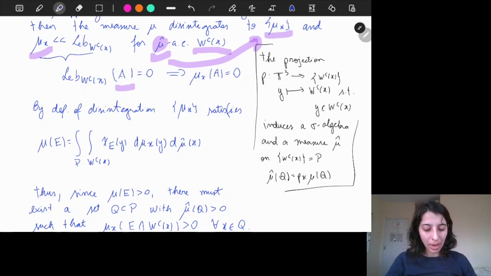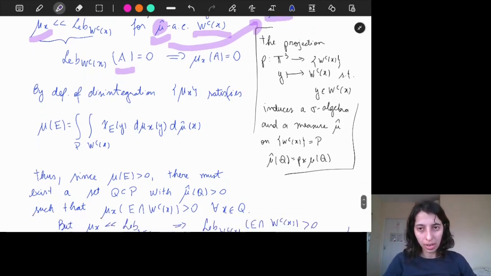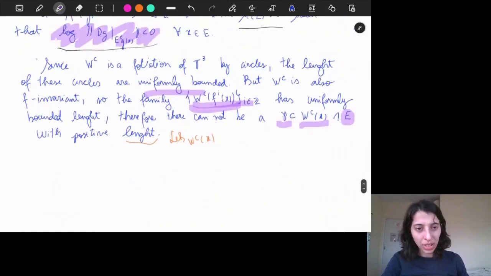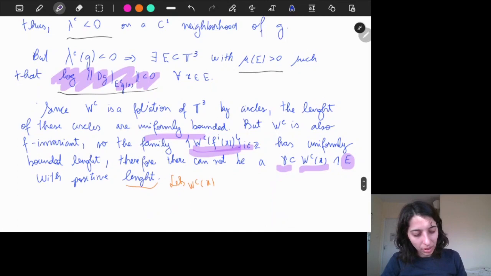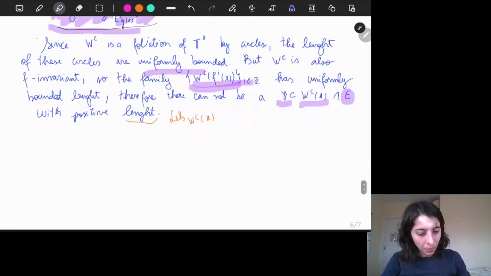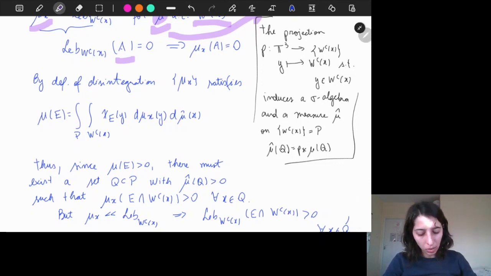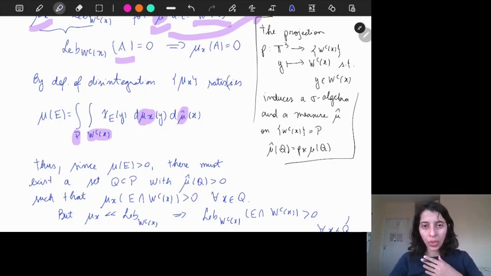Anyway, by the definition of the disintegration, the volume of our set E, which should be positive and should have this function negative, is the integral over the partition of the integral over the leaf of the volume of E inside the leaf. This is the measure on the leaf W^c(x), and this is the transverse measure. This is the definition of conditional measure.